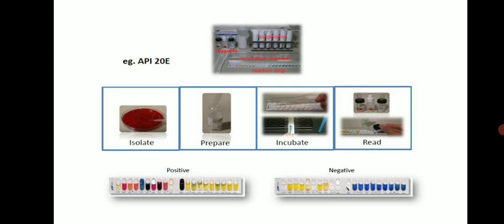So simply by observing color change we can detect whether a particular sugar is fermented, or whether a particular test is positive or negative. So these are very rapid tests compared to traditional tests, and they are used in most laboratories.